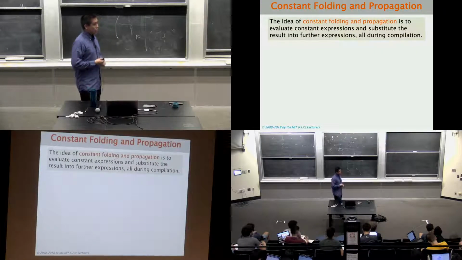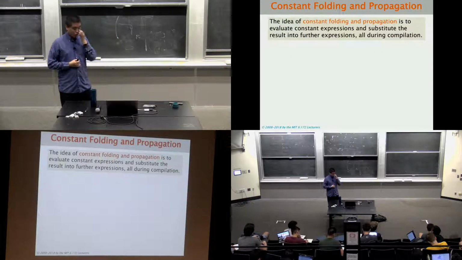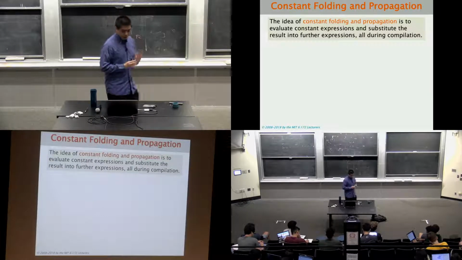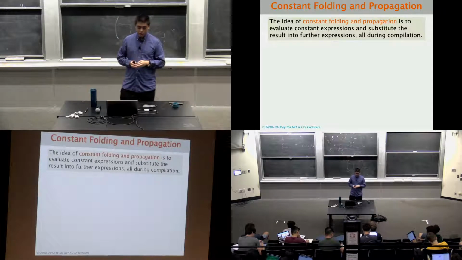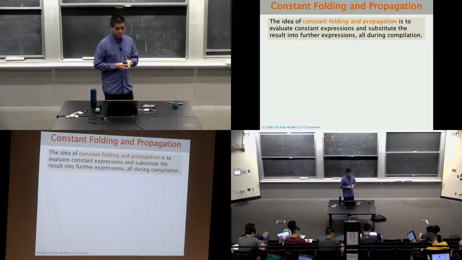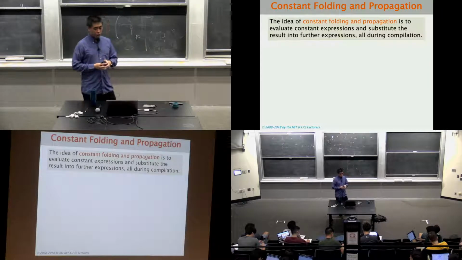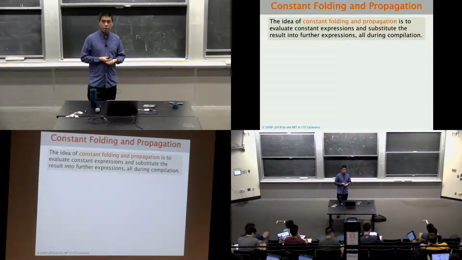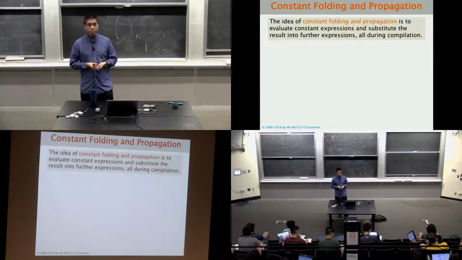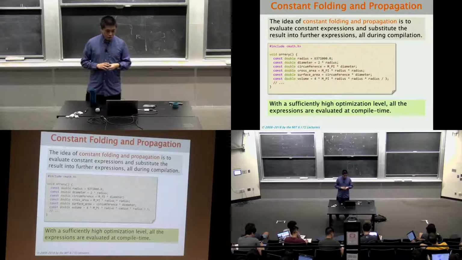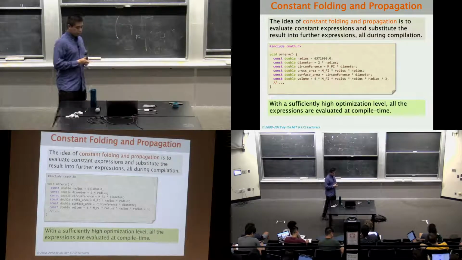So the next class of optimizations we'll look at is logic. The first thing is constant folding and propagation. The idea of constant folding and propagation is to evaluate constant expressions and substitute the result into further expressions, all at compilation time, so you don't have to do it at runtime. So again, let's look at an example.